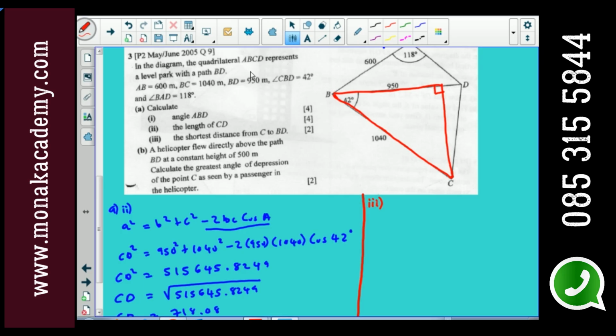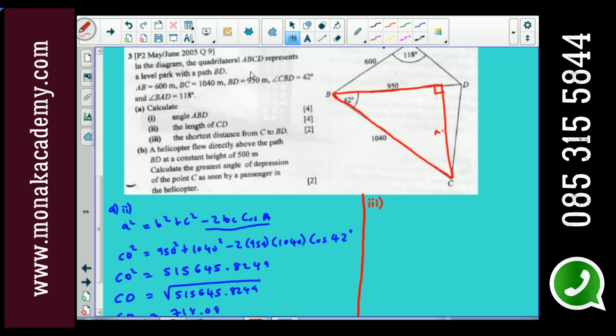If D is out, but the question says the shortest distance from C to BD. They want the shortest distance from C to BD, so they just want this distance, from the line BD. Yes, they want from C to the line BD, to where it joins BD. So they want this distance.